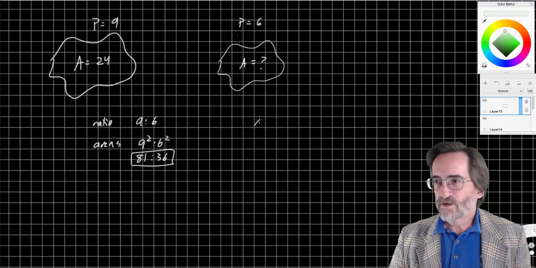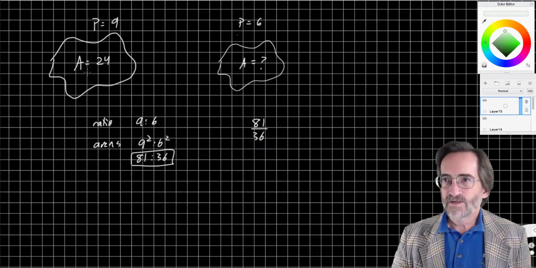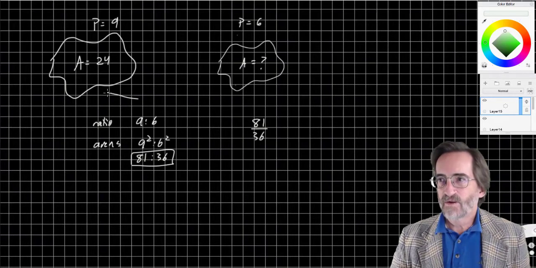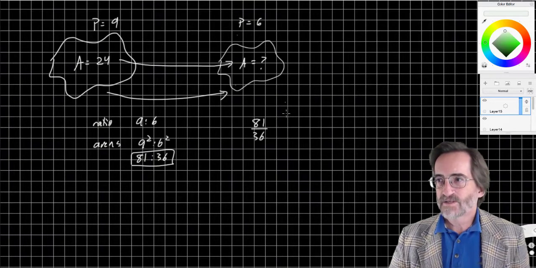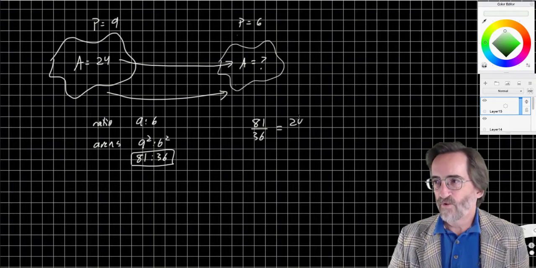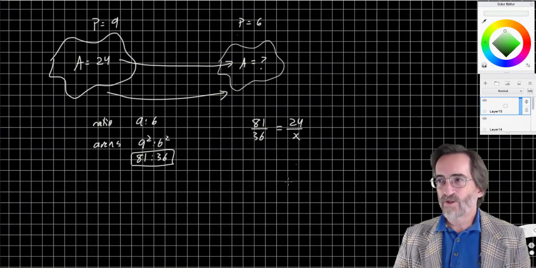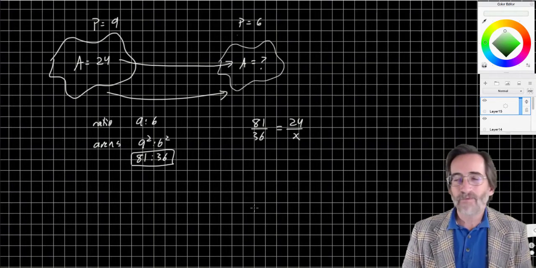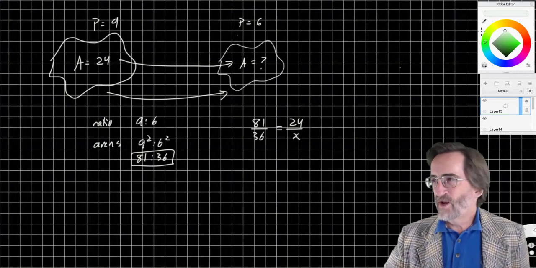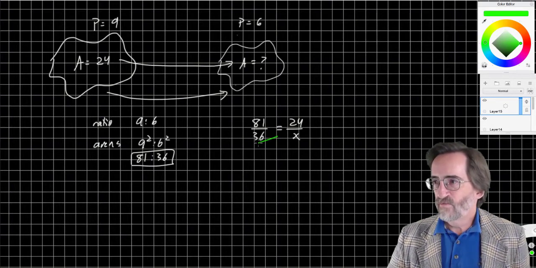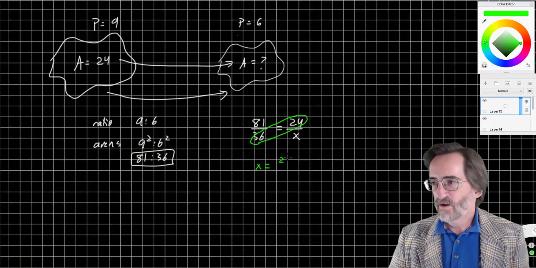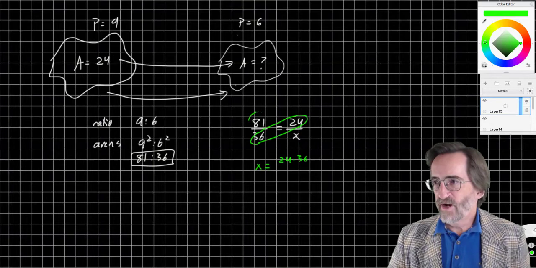So write and solve this proportion. 81 is to 36, that is, left is to right, as 24 is to x, or a, or whatever letter you want to use. Okay? And then cross multiply and divide. So multiply 24 by 36 and divide by 81.